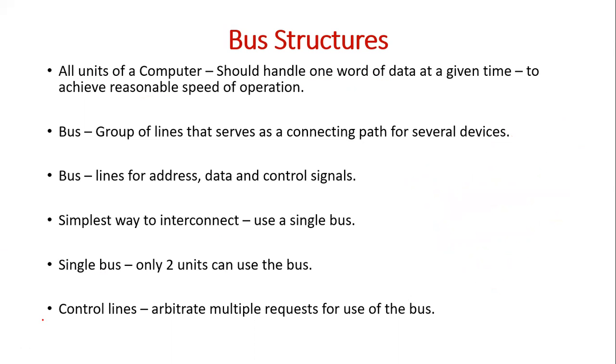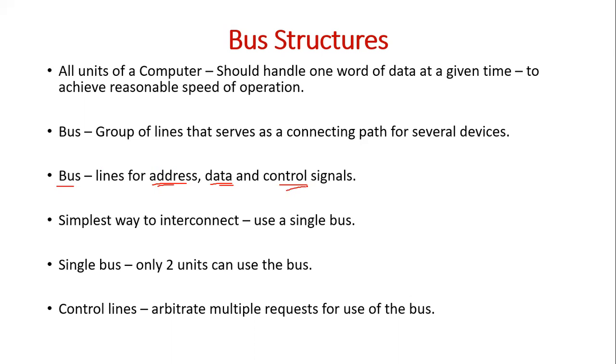So this is how we define bus. Bus is a group of lines that serves as a connecting path for several devices. Devices include the processor, memory, secondary storage devices, and any other IO devices. Okay. So what are the different types of lines or wires the bus contains? The bus basically contains three types of lines. These are address lines, data lines, and control lines. So it is not that the bus is used only to transfer data. No, the bus contains three types of lines: an address line, a data line, and a control line.